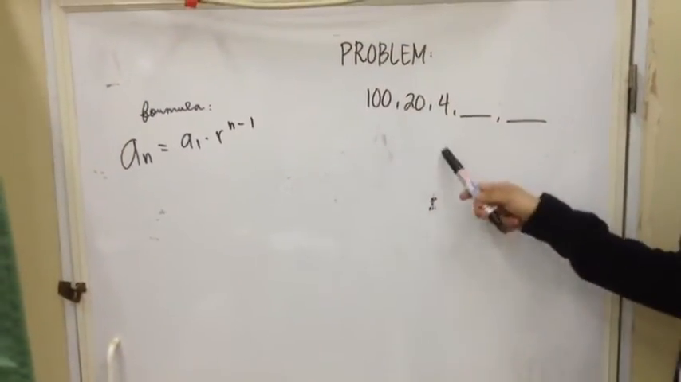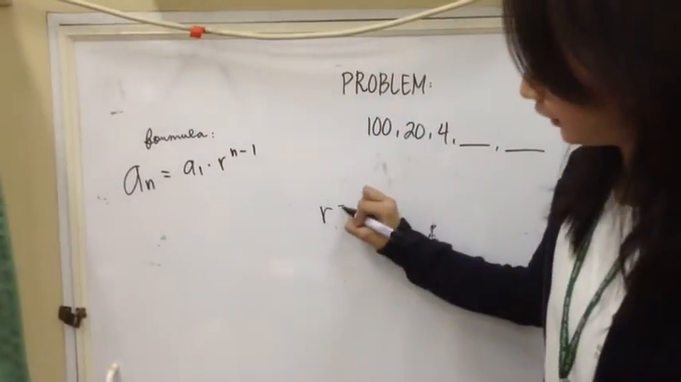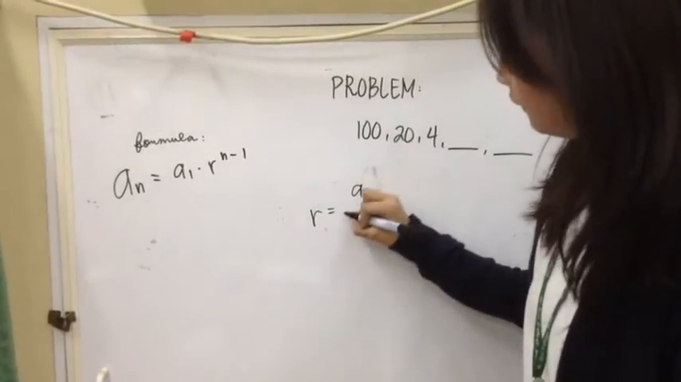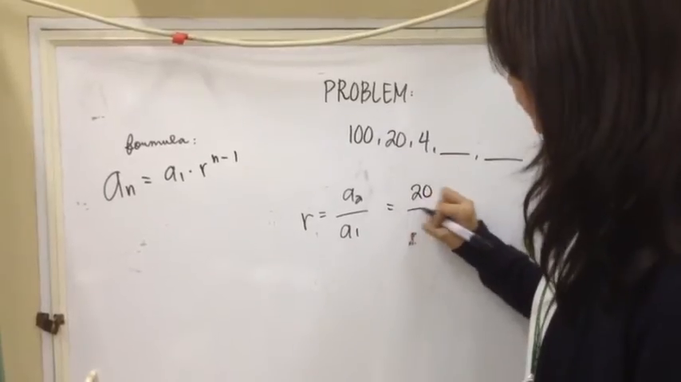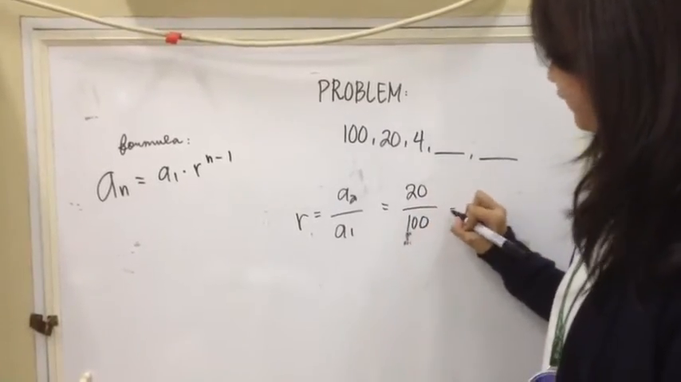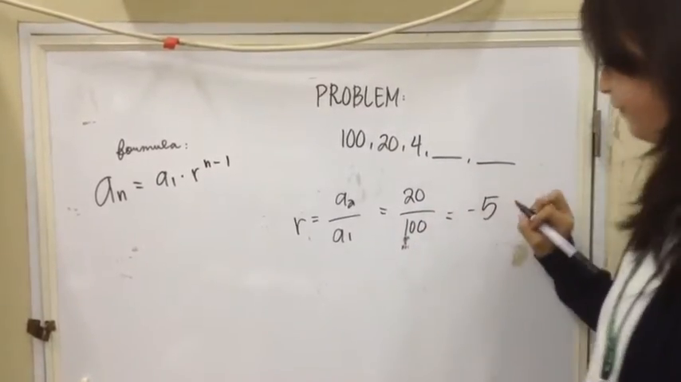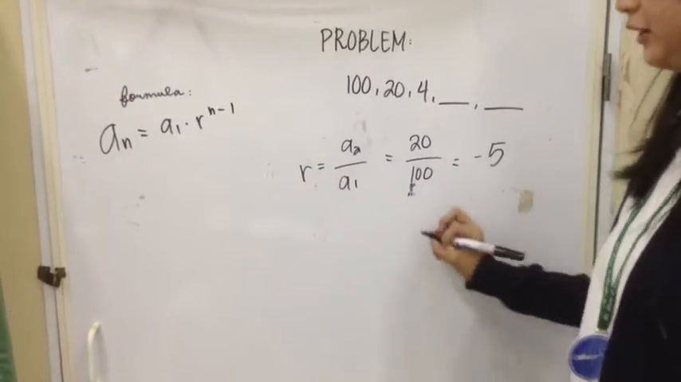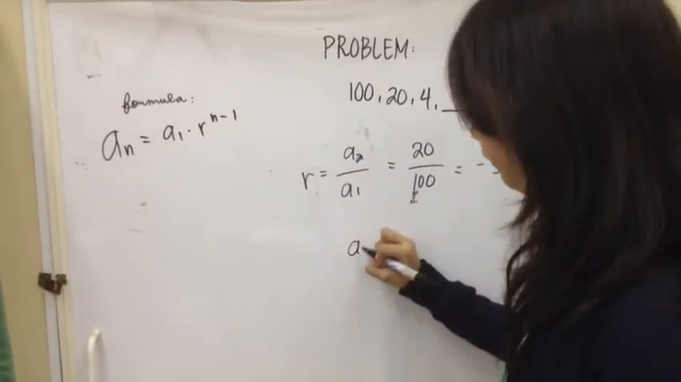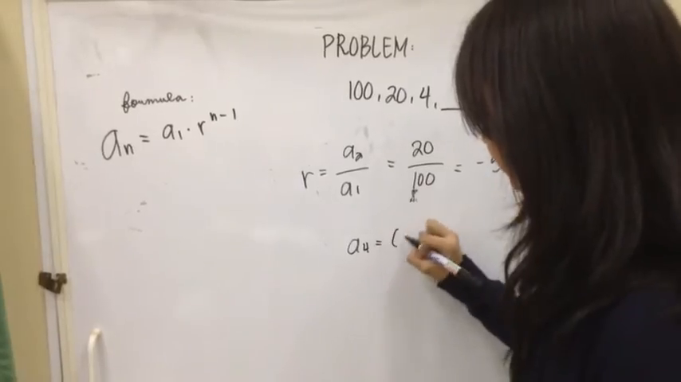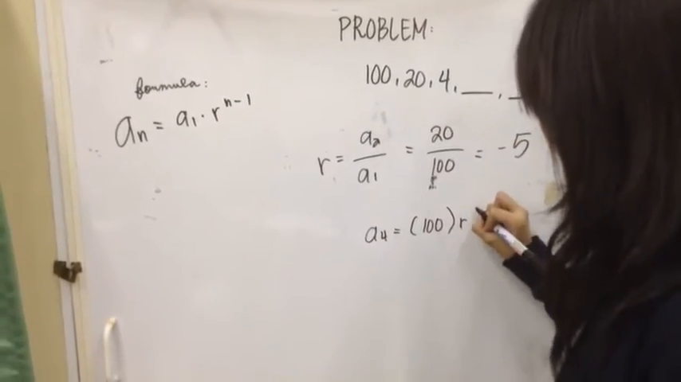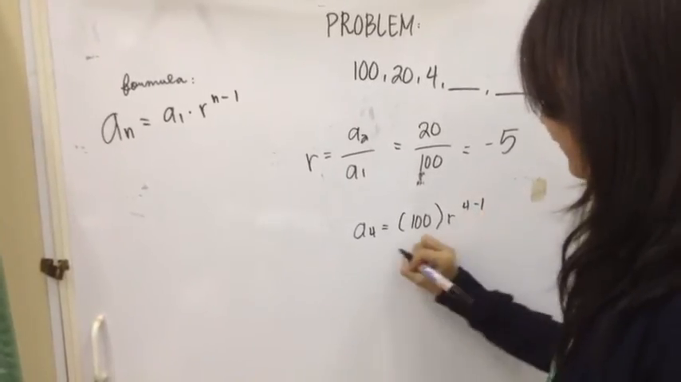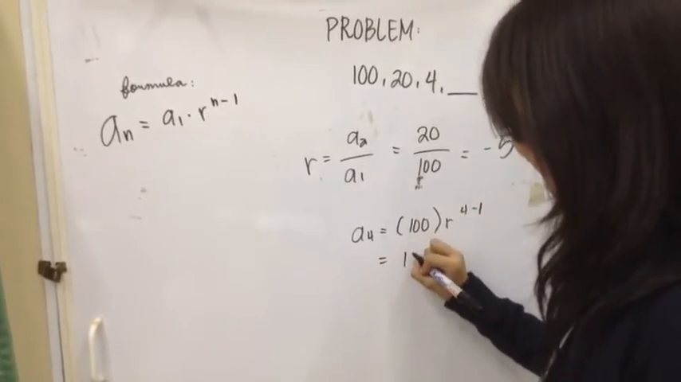Next problem: you have to find the next two terms. So to get r, r is equal to a sub 2 over a sub 1. So it will be 20 over 100, so the answer is negative 5, so that's the r. And then just substitute it to the formula. So a sub n is a sub 4. Since you're looking for the fourth term, then 100, the first term, times r raised to 4 minus 1.